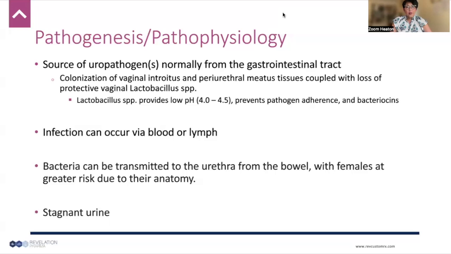Bacteria can be transmitted to the urethra from the bowel, and females are at greater risk due to their anatomy, which we've discussed, and stagnant urine. Urine that's left sitting in the bladder after urination is stagnant residual urine, which provides an environment for bacterial growth. Stagnant residual urine happens when the bladder is not emptied completely during urination, leaving a small amount of leftover urine. And this provides a wonderful breeding ground for E. coli and other species responsible for UTIs.